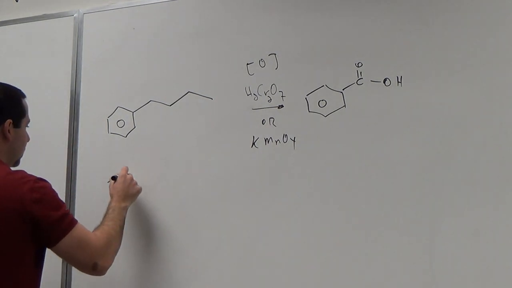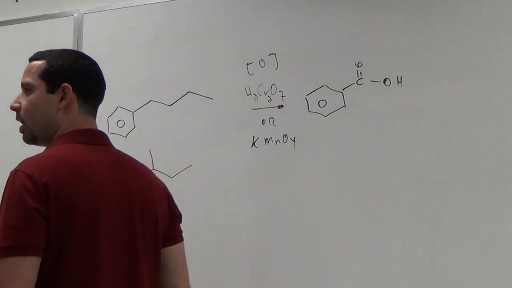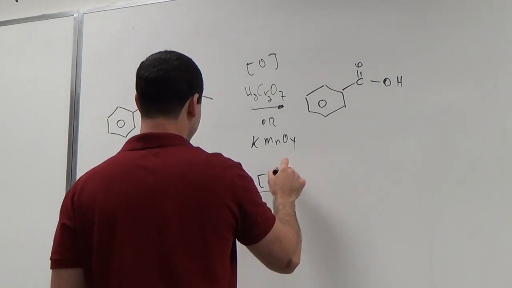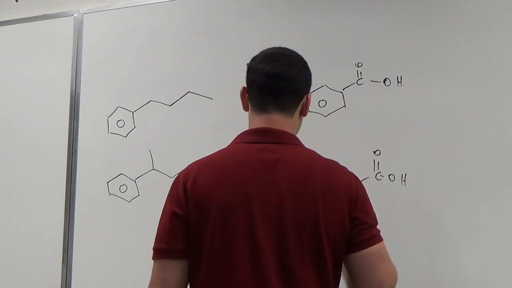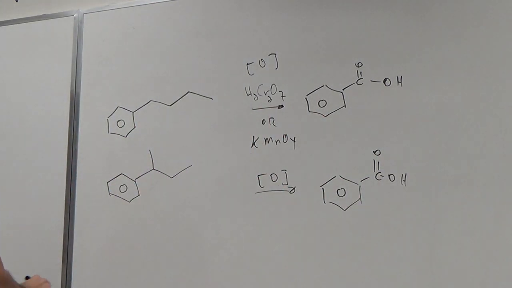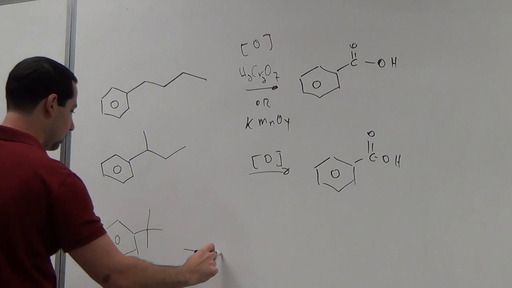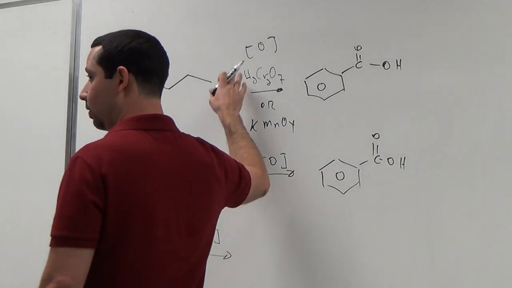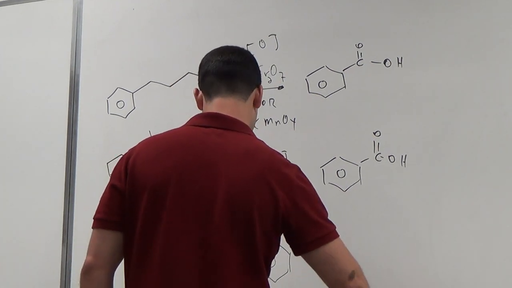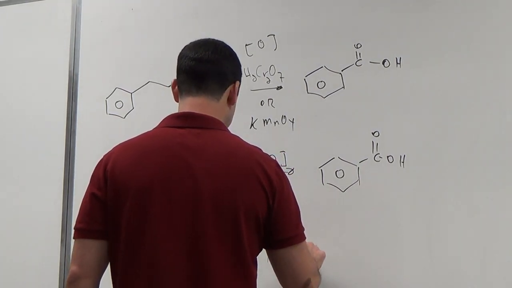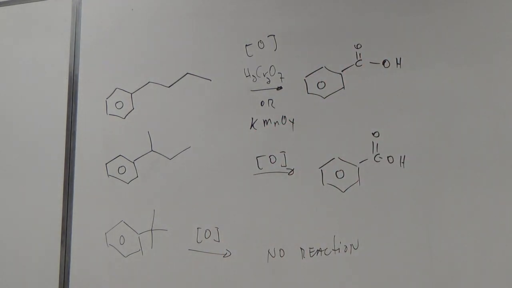It is going to do the same reaction as if you have a secondary. I did this before, no? If it is secondary, you can oxidize it once again to this. But if it has no protons here, it will not get oxidized. So if it is tertiary here, with potassium permanganate, the same reaction. There is no reaction. We did this before, no?